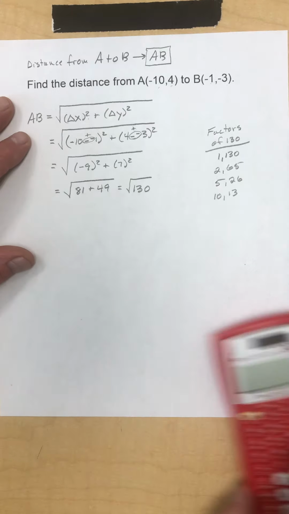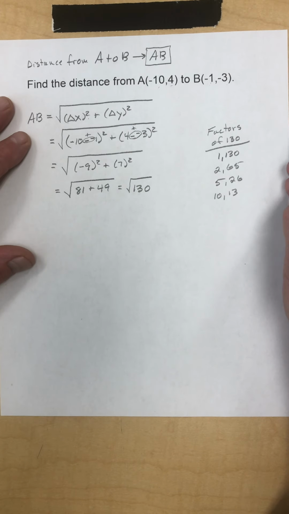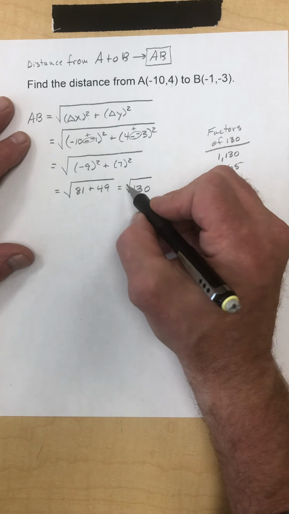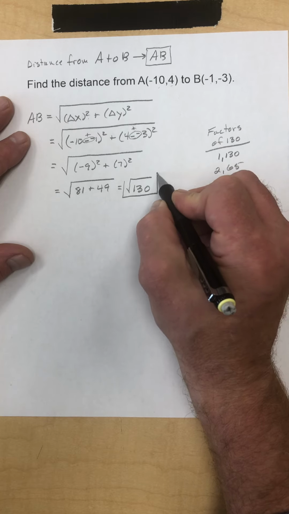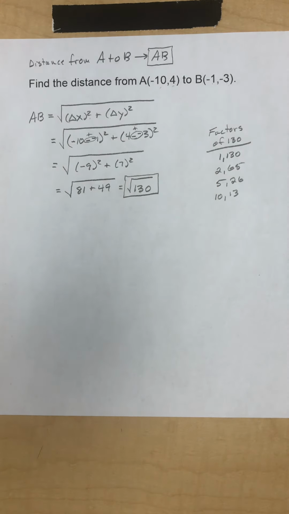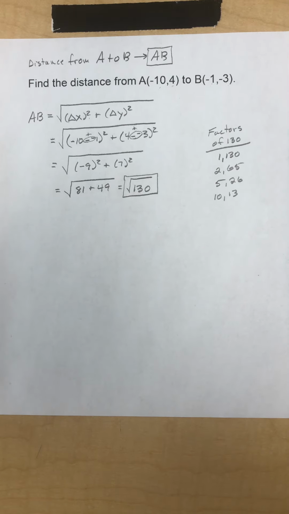Okay, so if you look at all of those, the only guy that's a perfect square is 1. So the only factor of 130 that's a perfect square is 1. So by definition, that's in simplest radical form. And there's your distance from A to B. It's radical 130. Okay, we'll come back on the third video and do some more of those.